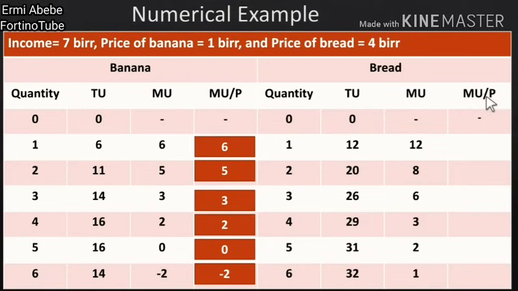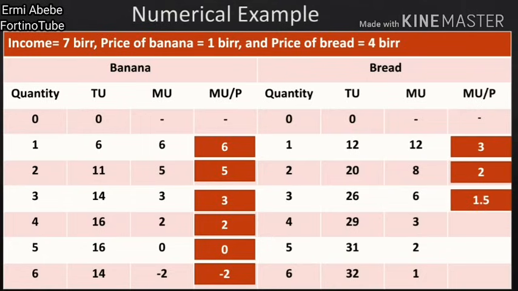The next one is to calculate marginal utility per price of bread. Marginal utility divided by the price of bread, which is 4. So 12 divided by 4 is 3. 8 divided by 4 is 2. 6 divided by 4 is 1.5. Then 3 divided by 4 is 0.75, 2 divided by 4 is 0.5, and 1 divided by 4 is 0.25.